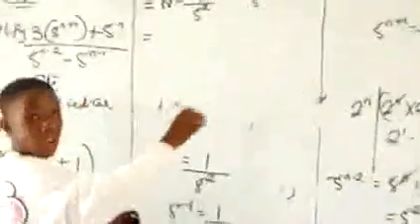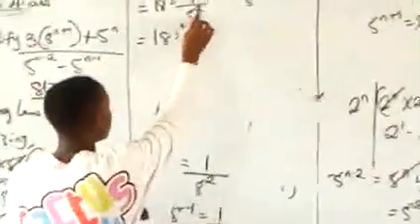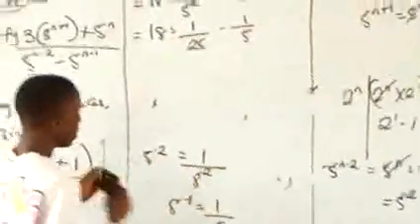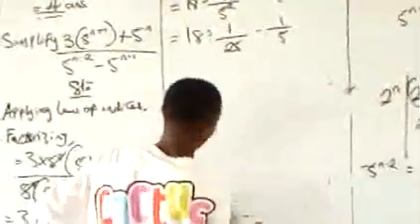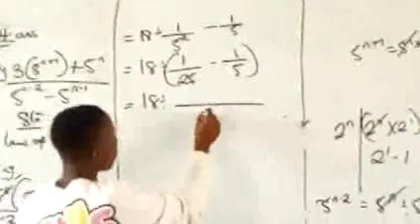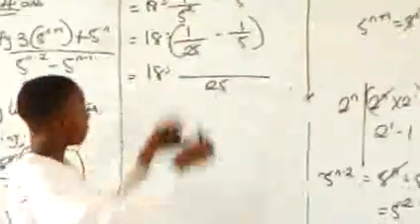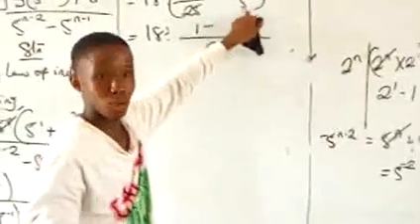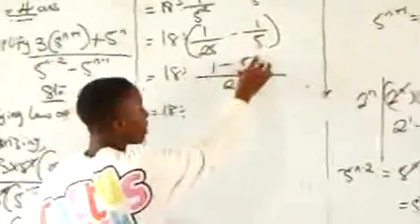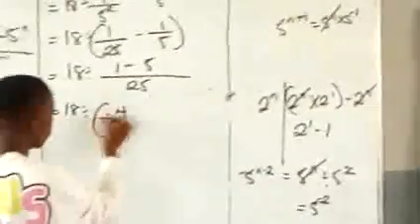So we now have 18 divided by 5 raised to the power 2, which will give you 25. So 1 over 25 minus 1 over 5. So equals 18 divided by, we look for the LCM. The LCM of 25 and 5 will give us 25. So 25 divided by 25 is 1, 1 times 1 is 1. Minus 25 divided by 5 is 5, 5 times 1 is 5. So equals 18 divided by 1 minus 5, which will give you minus 4 over 25.